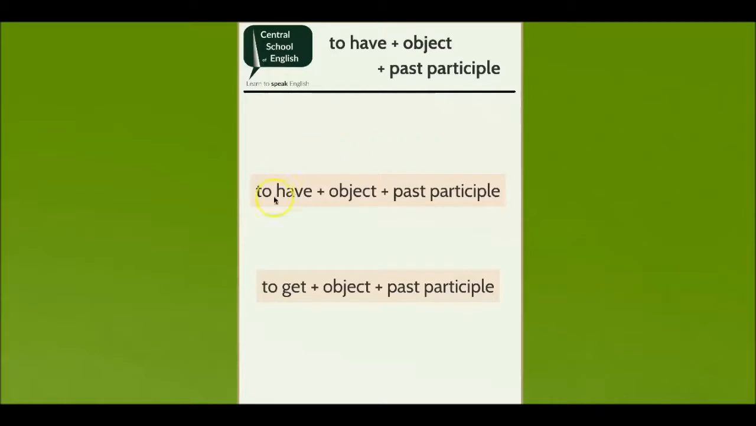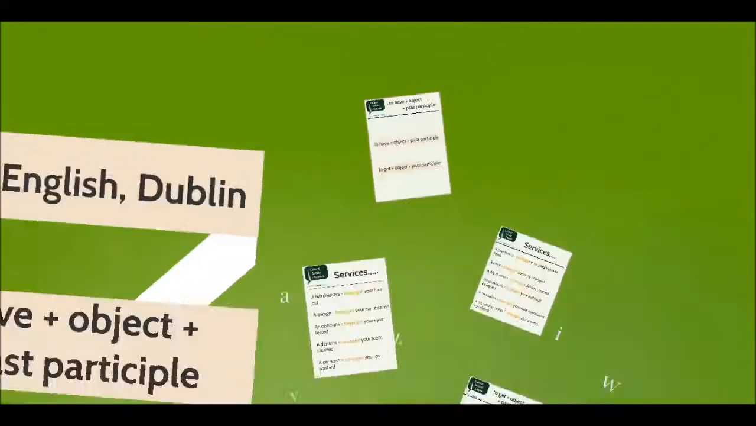In this video, we have learned that we use the structure to have plus object plus past participle to communicate that we do not do an action, but that the action is done for us. We have also learned that we can use the structure to get plus object plus past participle to communicate that we do not do the action, but that the action is done for us.